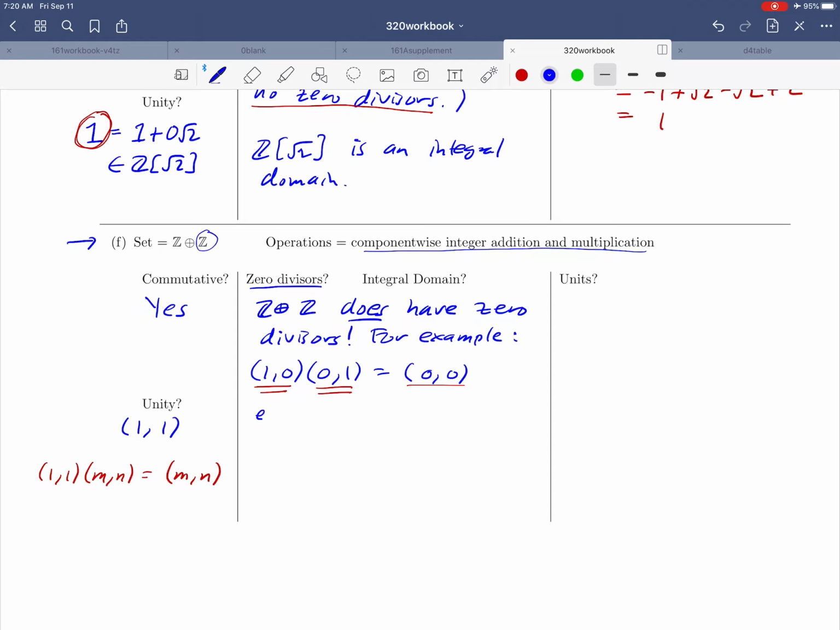Okay, so this is true even though 1, 0 is not equal to our 0 element and 0, 1 is not equal to our 0 element. Okay, so they're zero divisors. All right, what does that say about whether or not we have an integral domain? Well, integral domains don't have any zero divisors, so by figuring out that we have zero divisors, we've shown that this is not an integral domain.